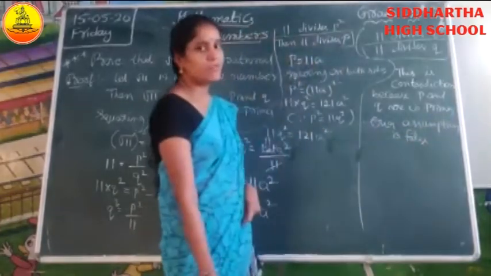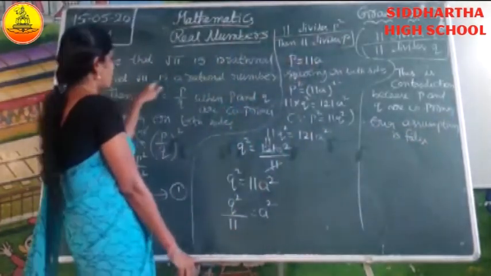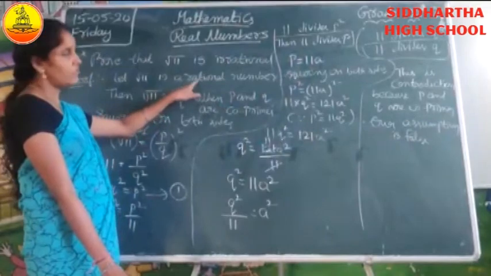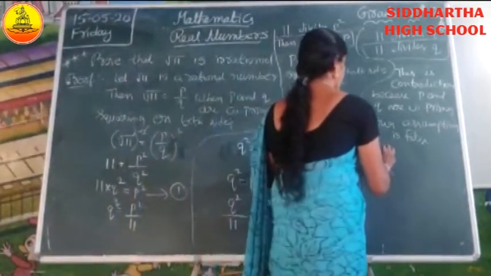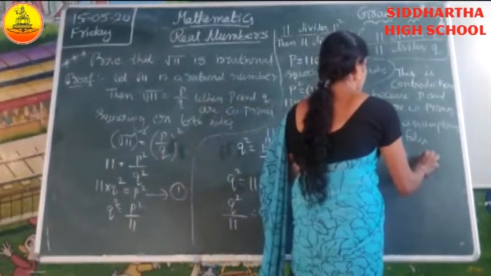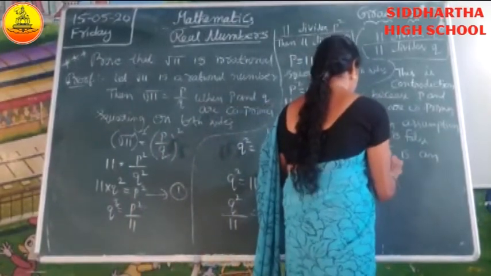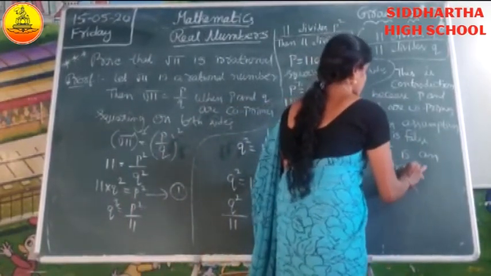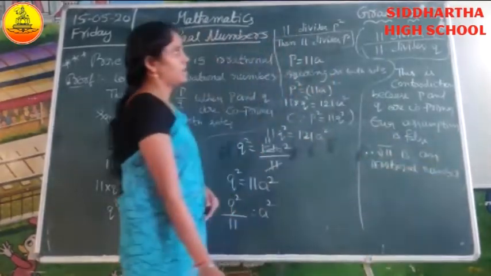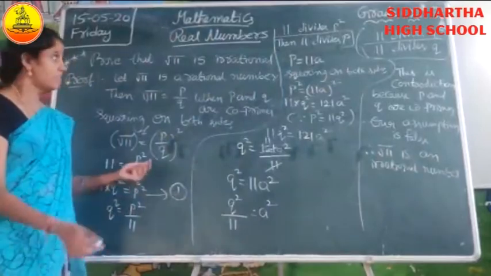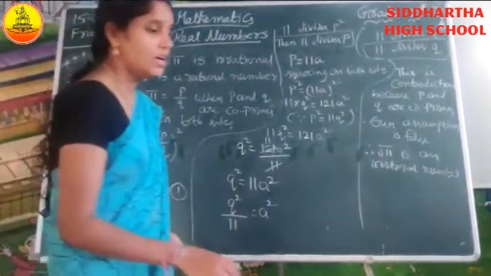Our assumption is false. What we thought, that root 11 is a rational number, is false. If it is not a rational number, it is an irrational number. Therefore, root 11 is an irrational number. Did you understand, children? This type of sums is very, very important for 4 marks.